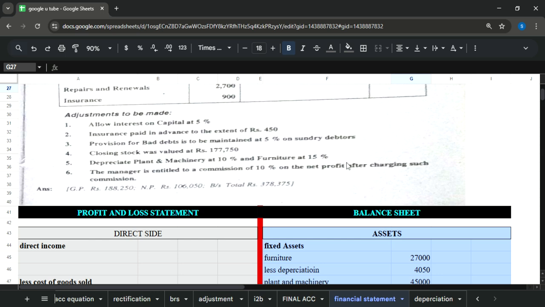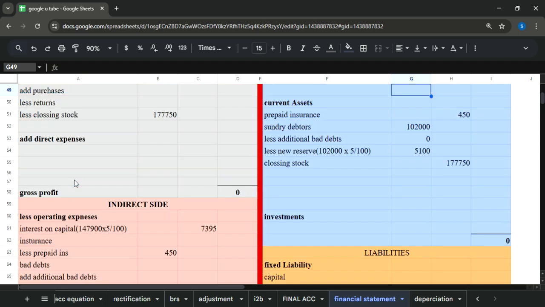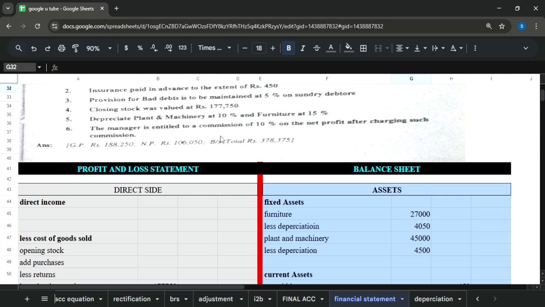So whenever you see that commission is charged before net profit, look at here, on net profit after charging such commission, it means net profit would be calculated after, and this commission would be charged before calculation of net profit. But since, once again please understand, 10% on net profit, and we have not calculated net profit up till now. It means first we will calculate net profit, and that net profit would be calculated without this adjustment.